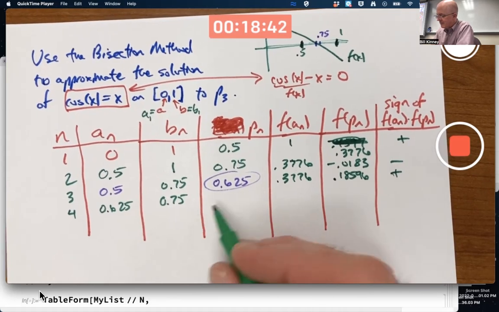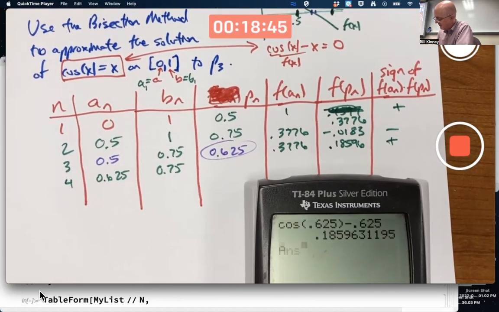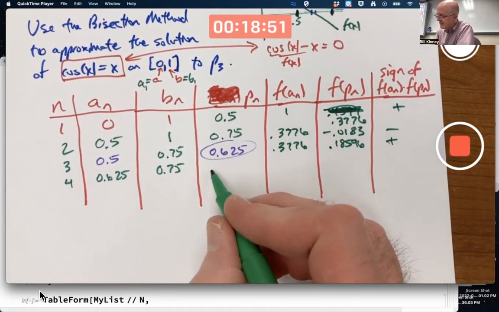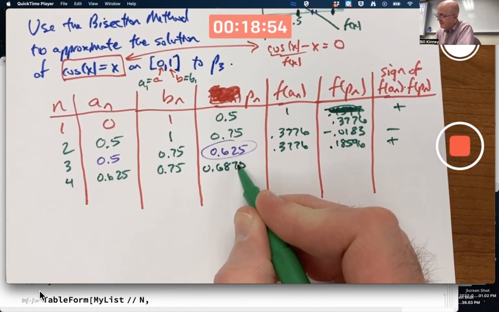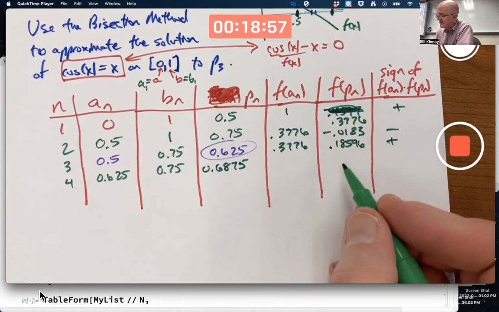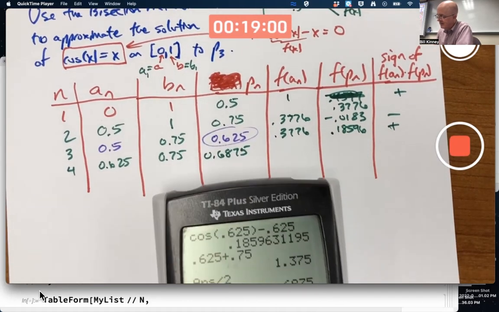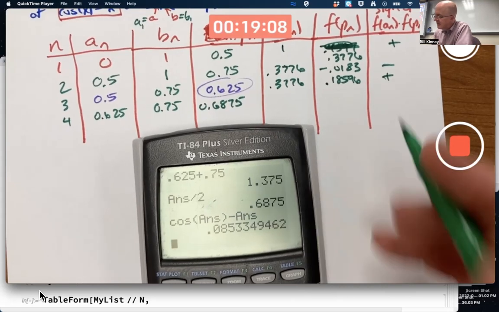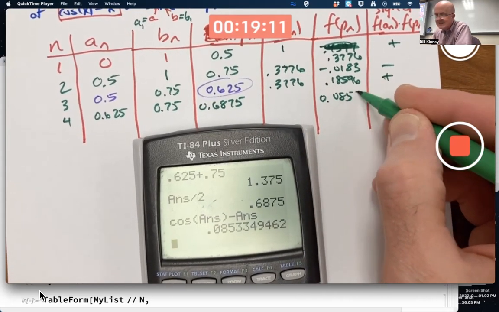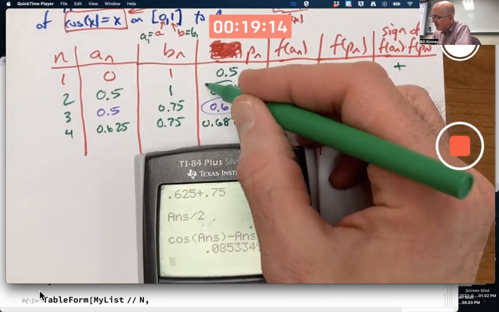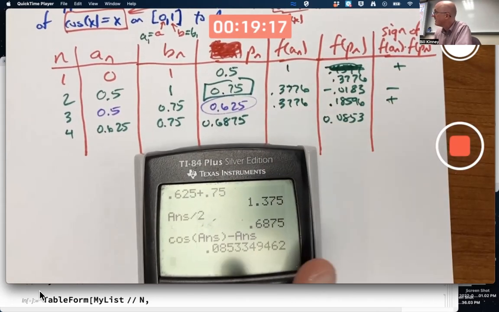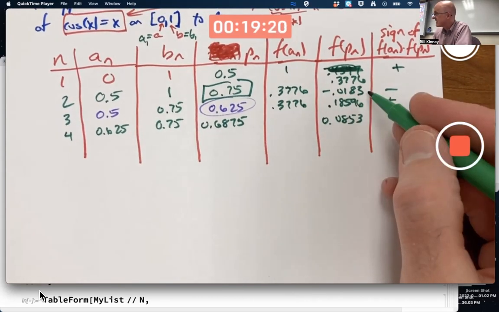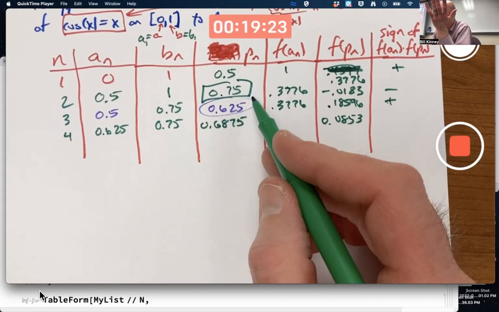Let's just go ahead and see what this one ends up being. So average those two numbers now. 0.625 plus 0.75 divided by 2. 0.6875 would be P4. Let's go ahead and evaluate f of P4. Take cosine of the previous answer and subtract the previous answer. That is getting closer to 0 again. But still, P2 evidently is a better approximation for the root than either P3 or P4, because f of that value is closer to 0. That seems to be the case then, that this would be a better approximation to the root.